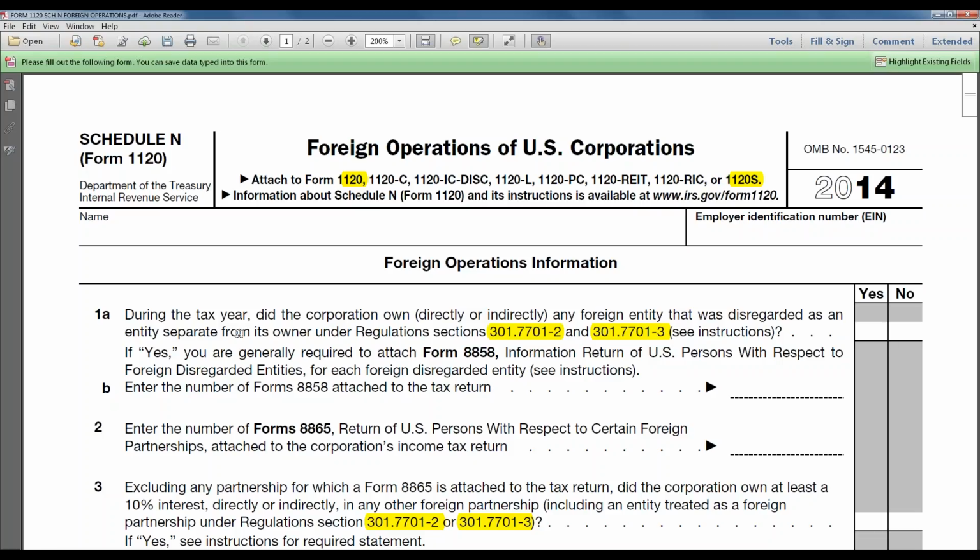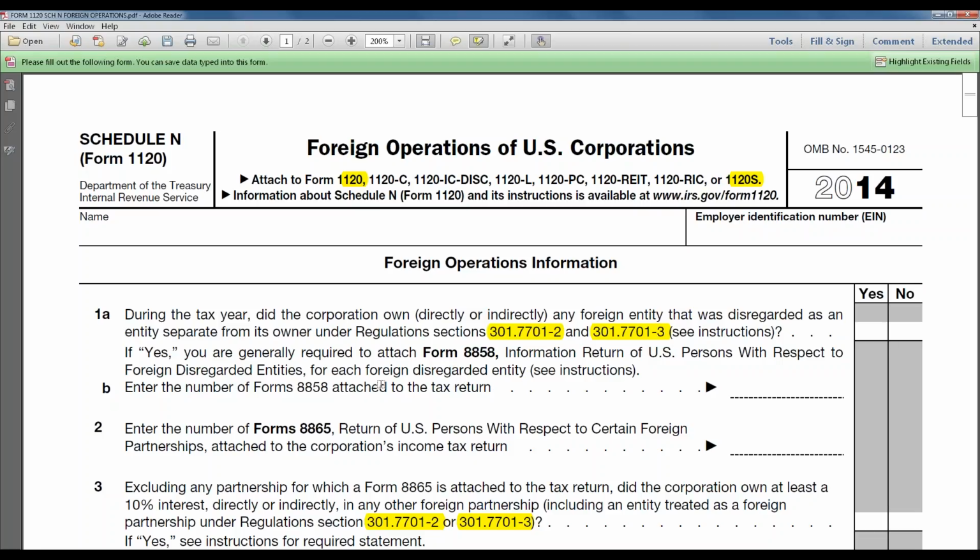So the first question is, is there a disregarded entity? To have a foreign entity disregarded, that means you have filed a check-the-box election. So it doesn't happen without you taking an affirmative action. And you would attach the Form 8858.